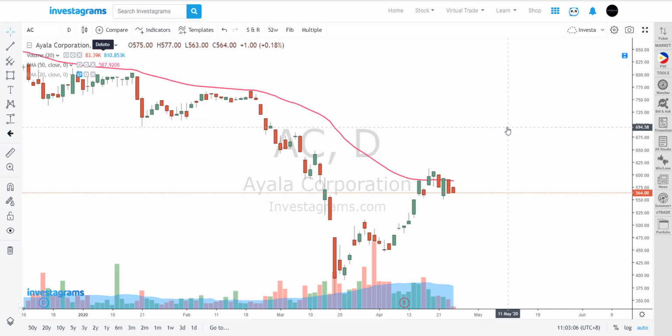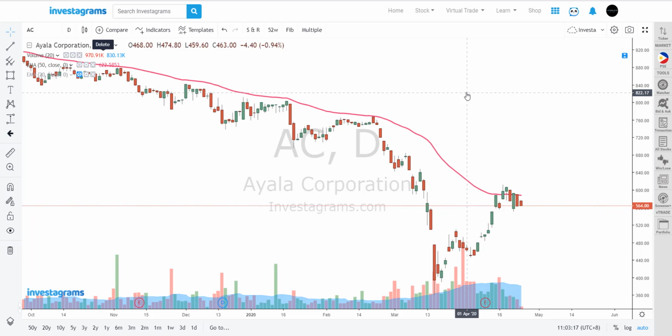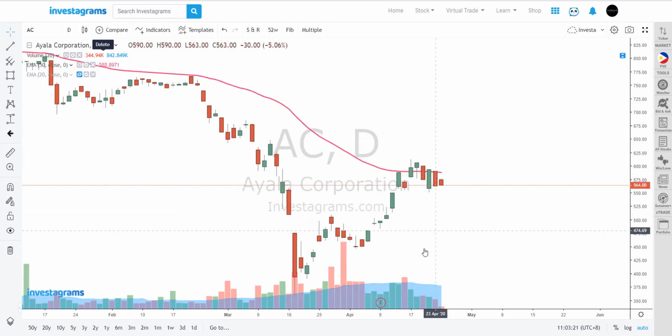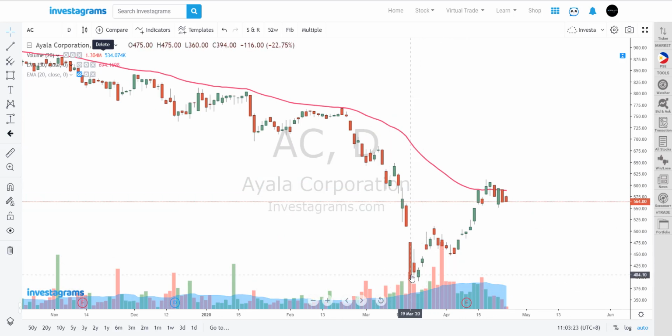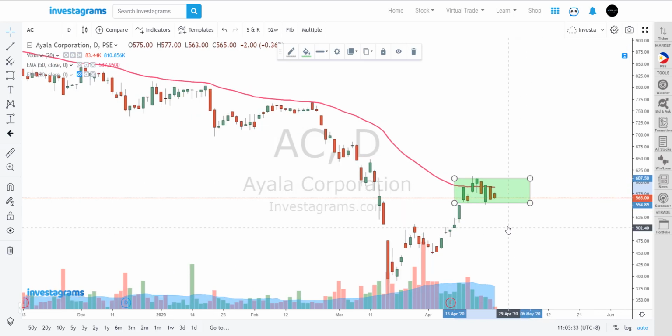So I'm going to give you an example of how to put into context the different time frames when you're looking at a single stock. So here we're looking at Ayala Corp, AC. We see here that there's a recovery from the recent bottom, and then we're consolidating a bit. You're going to see a quick, small consolidation here.